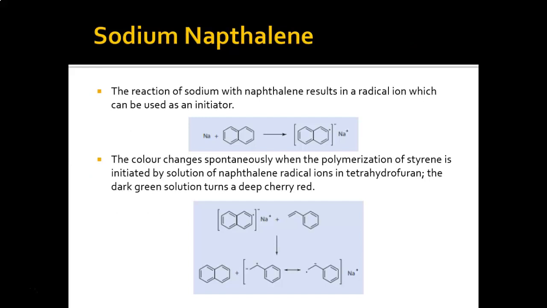We look at sodium naphthalene. The reaction of sodium with naphthalene results in a radical ion which can be used as an initiator. The product of sodium naphthalene produces a strong electronegative substituent with the presence of the carbanion. The color changes spontaneously when the polymerization of styrene is initiated by a solution of naphthalene radical ion in THF, and the dark green solution turns a deep cherry red. This is the use of sodium naphthalene as an indicator in the reaction with styrene.